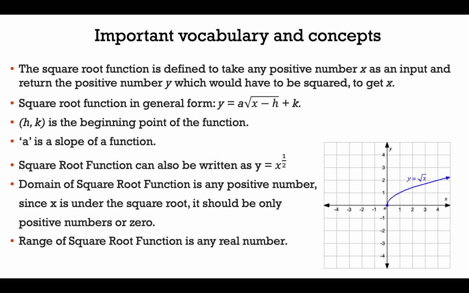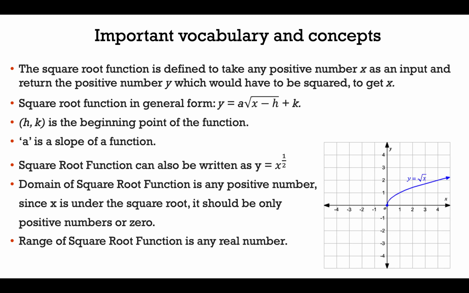And then the square root function can also be written as y equals x to the power 1/2. Why is there something like this? This is just mathematics stuff. So y equals x to the power 1/2 is basically the same as y equals the square root of x. It's the same thing but different ways to write them.